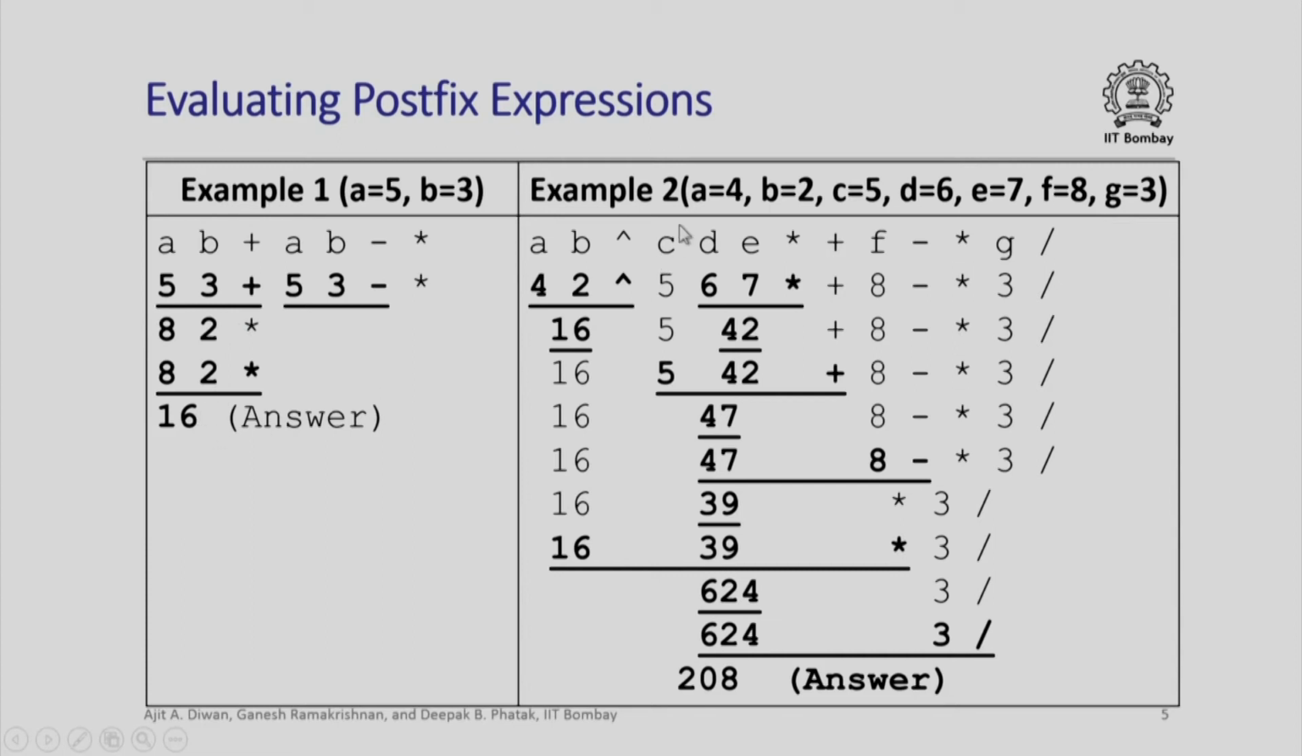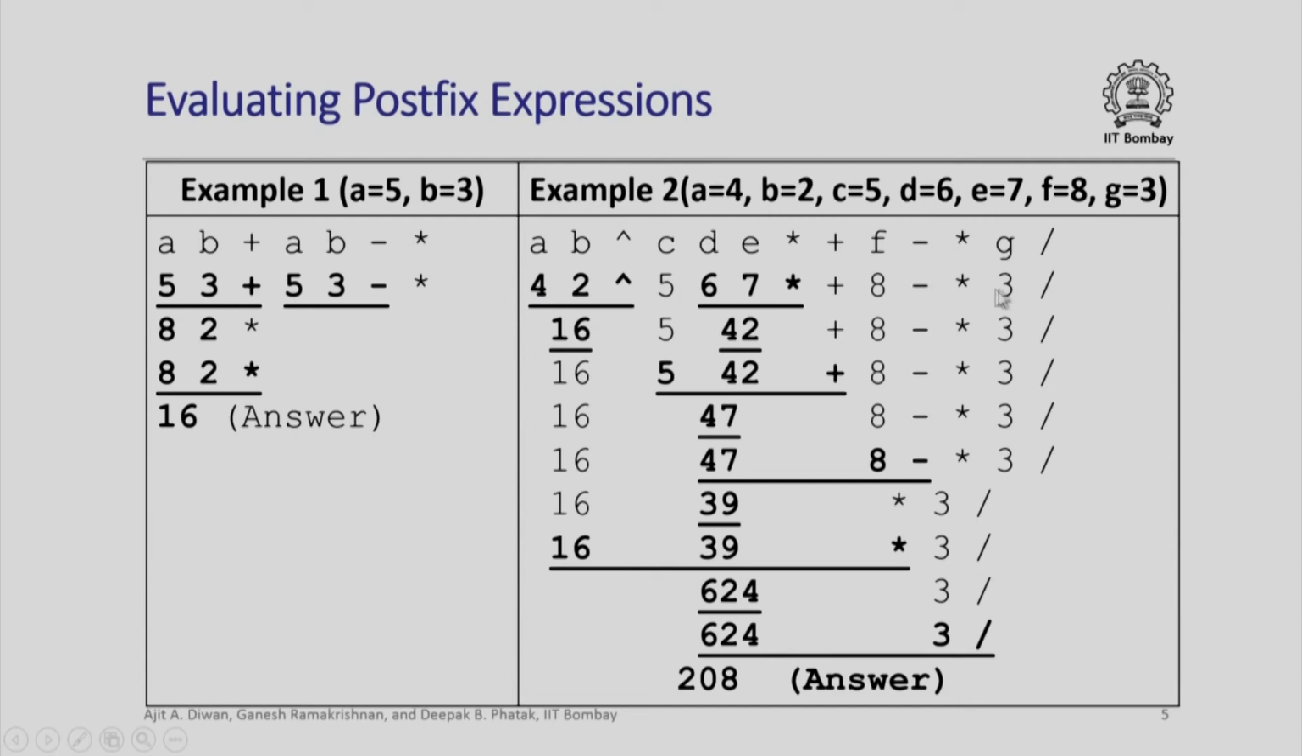Here is a slightly larger example with values of A, B, C, D, E, F and G given as 4, 2, 5, 6, 7 and 3. You can convince yourself by going through these steps. This is the postfix expression, for example, which was shown in the previous slide. So here if I replace all the values, this is how the expression will look.